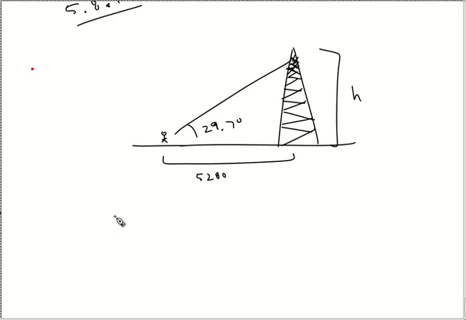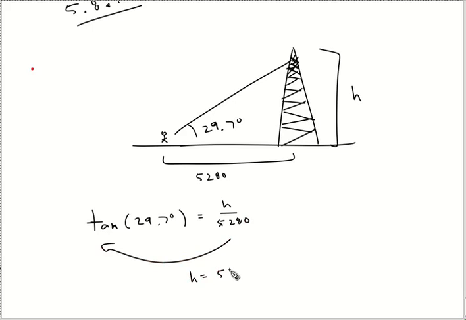So sine, cosine, or tangent, which one? Tangent! You're right! Good job. Okay, opposite over adjacent. Multiply, move it over. 5280 times tangent of 29.7 degrees, and I got 3011.6588.